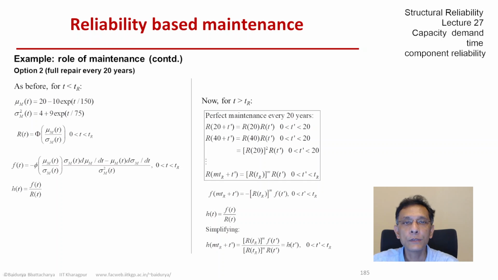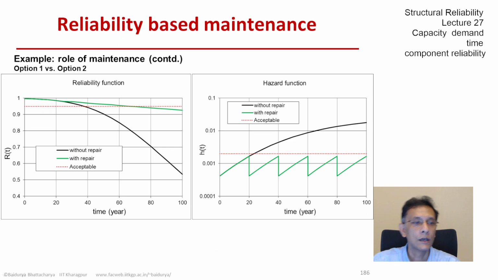Let's look for this particular example how these two options look compared side by side. So you see that there are two options. In black we have what would happen without repair, and in green what would happen with the repair option, which is every 20 years we do perfect repair. And in both cases, in the reliability diagram and in the hazard diagram, I have drawn the acceptable limit, which is 0.95 for R and 0.002 for H.